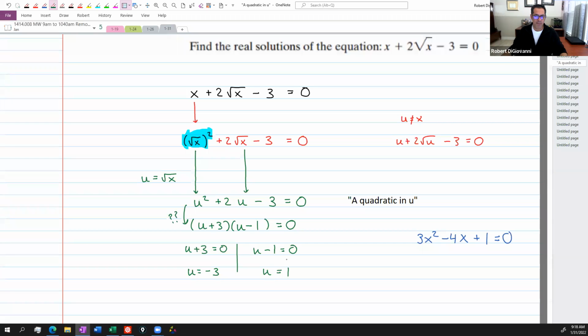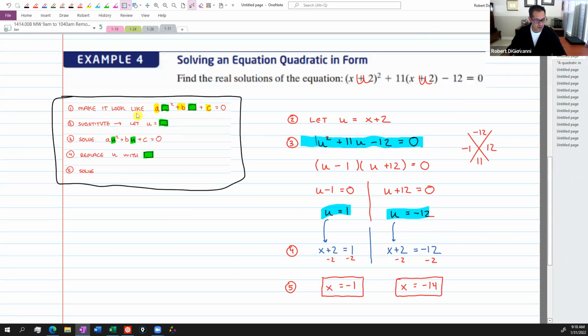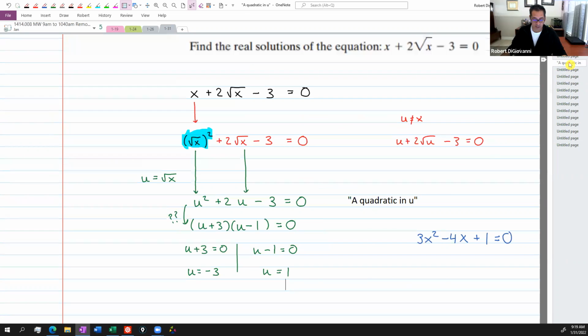Questions up to this point? What do we do now? I've kind of lost track of the steps here. We looked at it, we made a substitution, we solved it, and now we're going to replace u with whatever we had put in there, right?